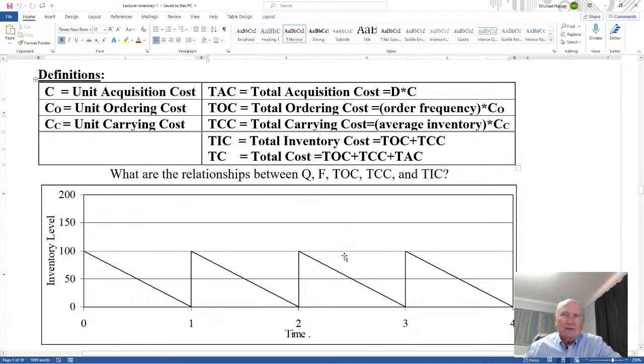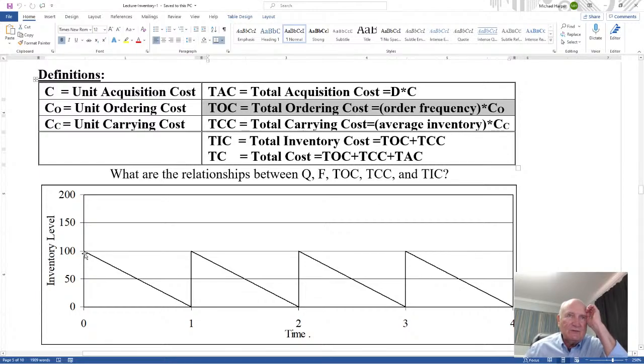Okay, first of all, let's look at this graph. Say this is 4 quarters. The time here, suppose these are quarters. We have quarter 1, quarter 2, quarter 3, quarter 4. Well, now we can say the order frequency is 4. So here's 1 order, 2 orders, 3 orders, 4 orders. And the inventory level is 100. So if I take this order frequency of 4 and I put it right here times C sub O, I'll get my total ordering cost for this problem.